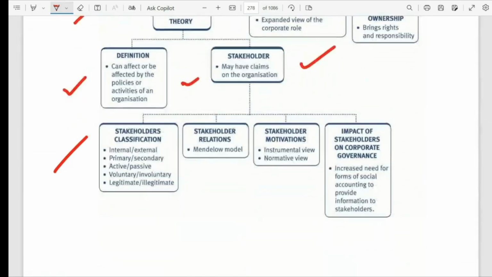Stakeholder classification, stakeholder relationship, the mapping model, stakeholder motivation, impact of stakeholders on corporate governance. This is all for the chapter.